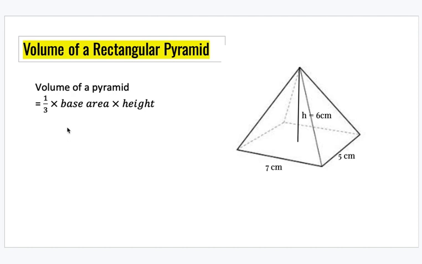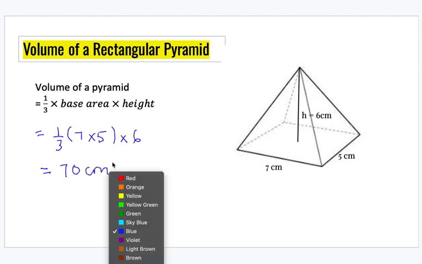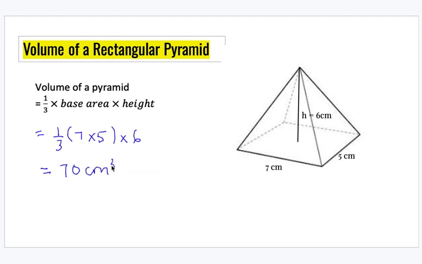Next, we have a rectangular pyramid, and once again, to find the volume is 1/3 the base area, which in this case is 7 times 5, multiplied by the height 6, and this works out to be 70 cm cube.